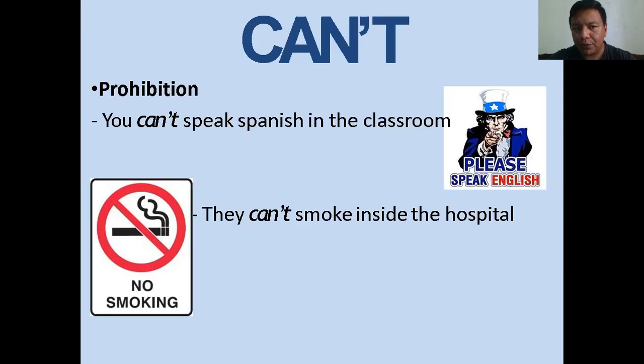It's a prohibition. No smoking, you have a signal, no smoking. They can't smoke inside the hospital. It's a prohibition. They can't smoke inside the hospital. Okay, students? That is the way we're going to formulate prohibitions in English using cannot or the contraction can't.